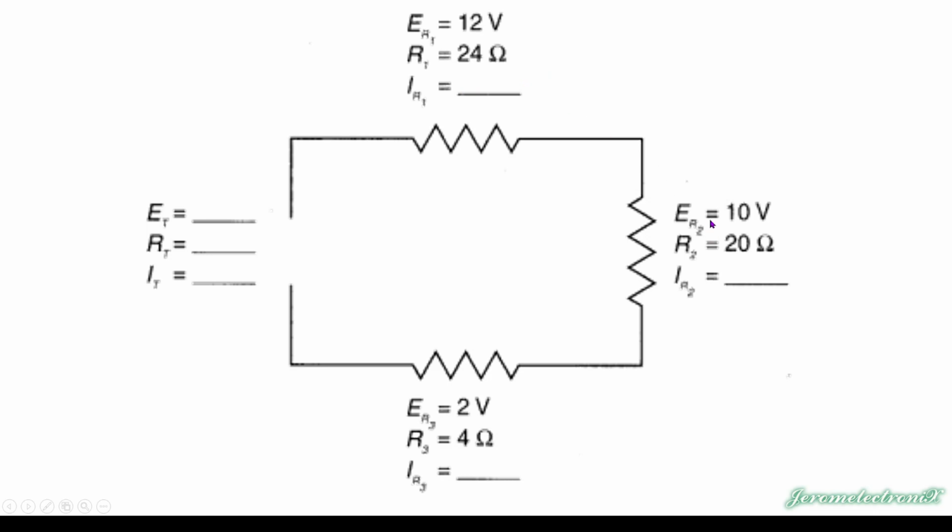Over on the right side is a resistor that consumes 10 volts, so we would say the voltage drop is 10 volts. It has a resistance of 20 ohms, and its intensity we don't know, but we're going to figure that out. Over here we have a voltage of 2 volts. Resistance at this location is 4 ohms, and we need to know what the intensity is.